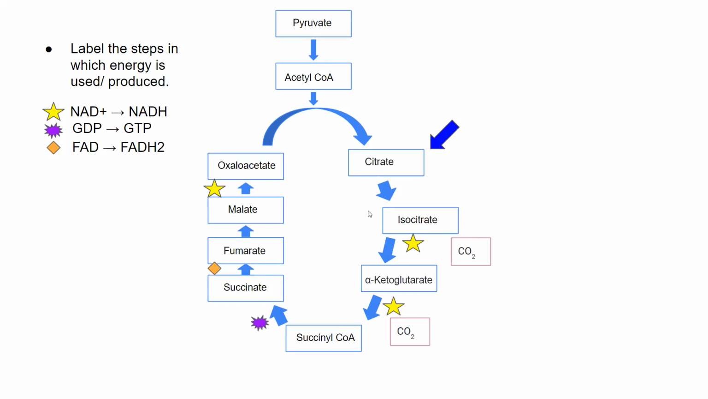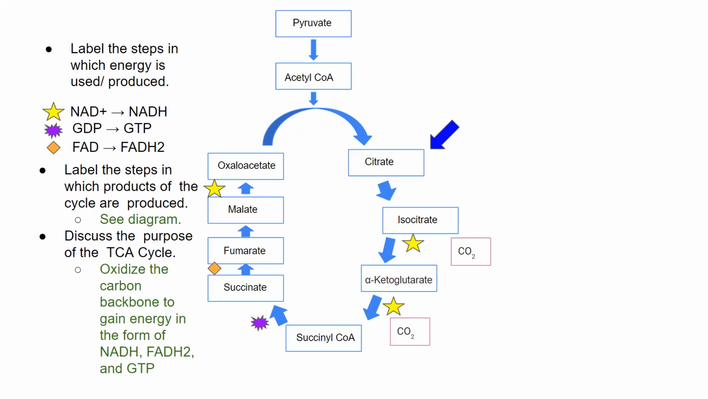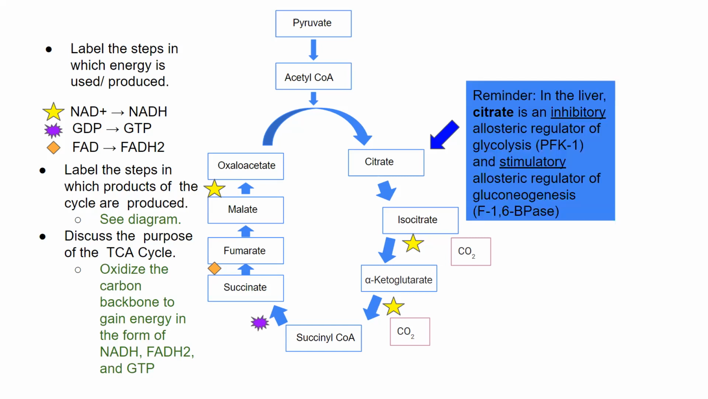If you don't know that already, I would say definitely stare at it. So let's label the steps in which each product is produced. Okay, yeah, we already did that. So what is the purpose of the TCA cycle? We're making NADH and FADH2, but mostly NADH, okay? That's the big one, because it is a little more energetic than FADH2, and it gets those hydrogens across that inner mitochondrial membrane.